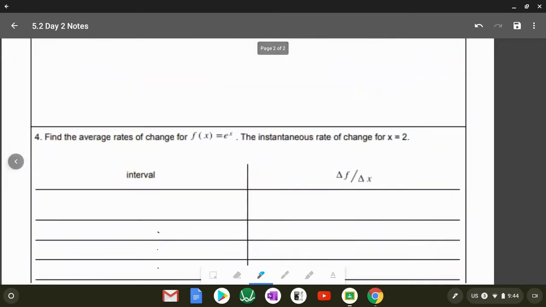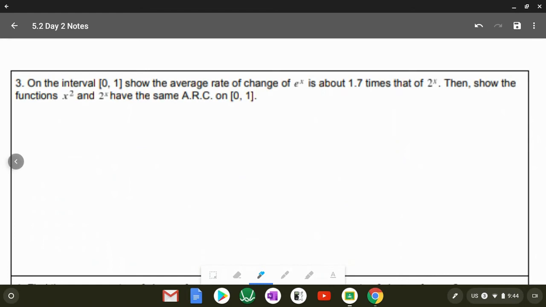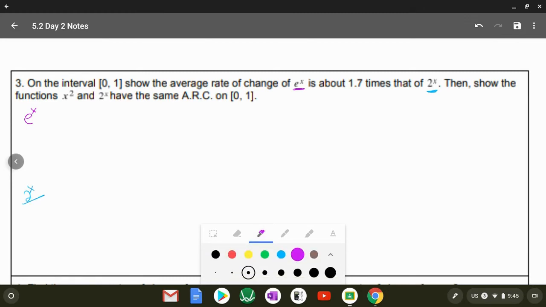On the back, if we take a look at number 3, it's saying on the interval 0 to 1, show the average rate of change of e to the x is about 1.7 times that of 2 to the x. Then we're going to show the functions x squared and 2 to the x have the same average rate of change on the interval 0 to 1. So the first thing we're going to do is we have two functions here. We have the e to the x function, and we have the 2 to the x function. And what we're trying to do is find that average rate of change on the interval 0 to 1. Okay, so we're just going to do that separately, and then we're going to compare them.